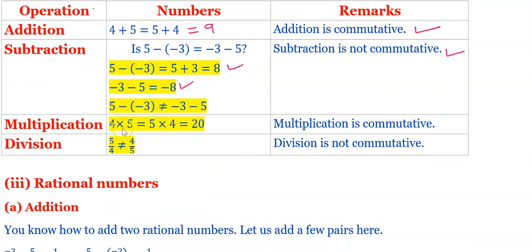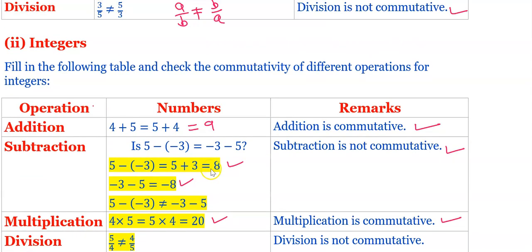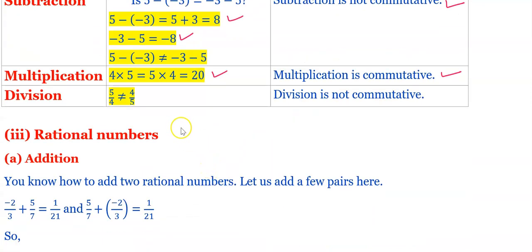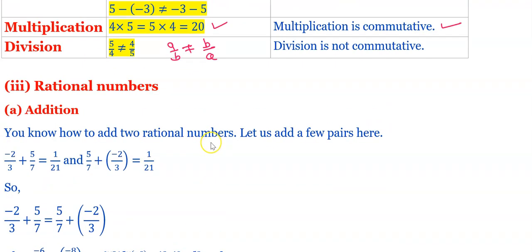Multiplication: 4 into 5 and 5 into 4 are equal, and therefore multiplication is commutative for the set of integers. Next, division. Again, a upon b is not equal to b upon a, and therefore we say that division is not commutative. Now we'll see the set of rational numbers.